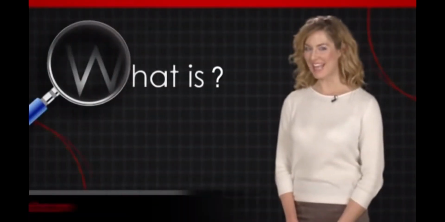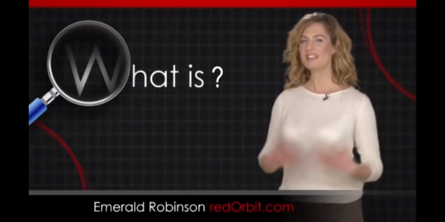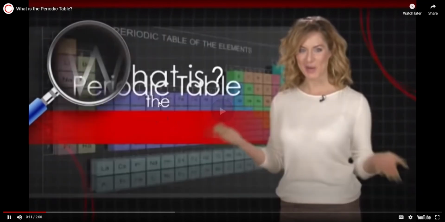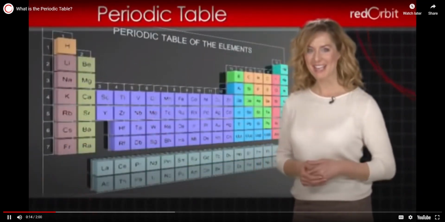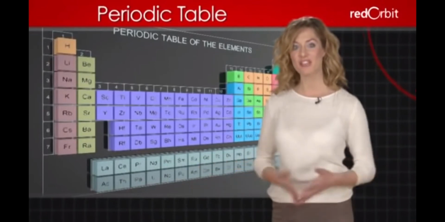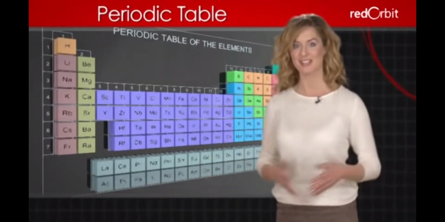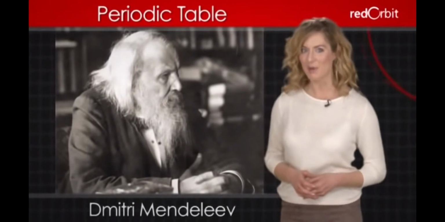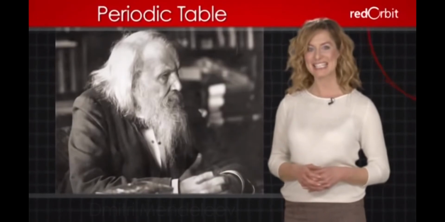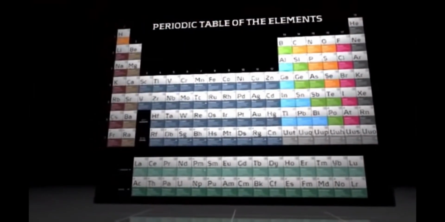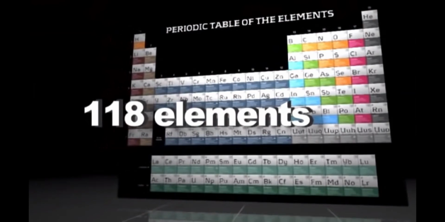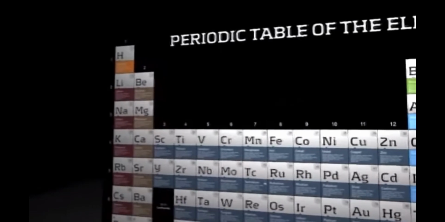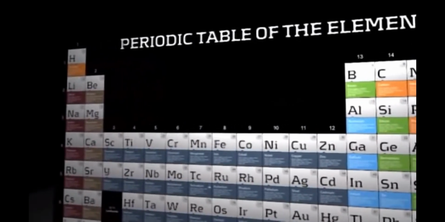Hi, I'm Emerald Robinson, and in this What Is video, we're going to examine chemistry's most famous illustration, the periodic table. The periodic table is a figure that shows all the known elements arranged in a specific order based on their chemical properties. Chemist Dmitry Mendeleev is considered to be the father of the periodic table, publishing an early version of it in 1869. The modern periodic table has 118 elements. Elements are substances made up of a single kind of atom. Nothing smaller than an atom or made up of more than one element appears on the table.